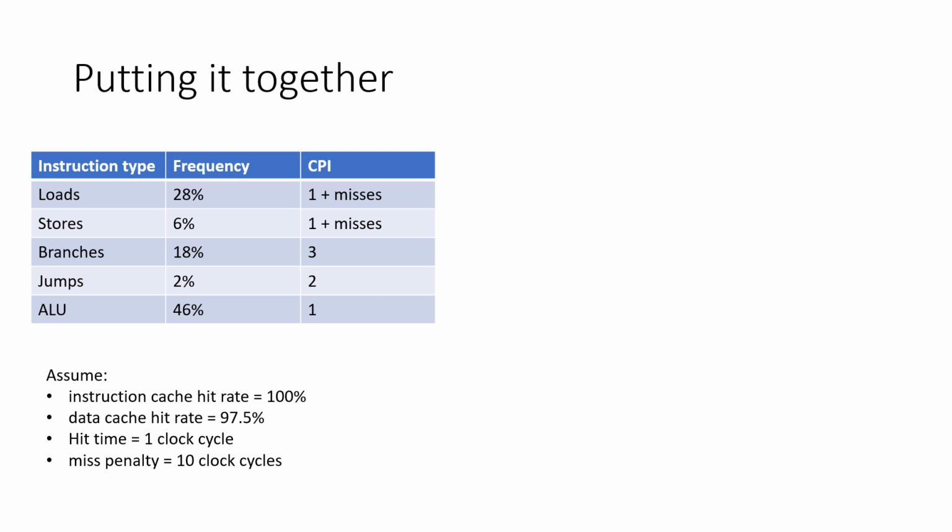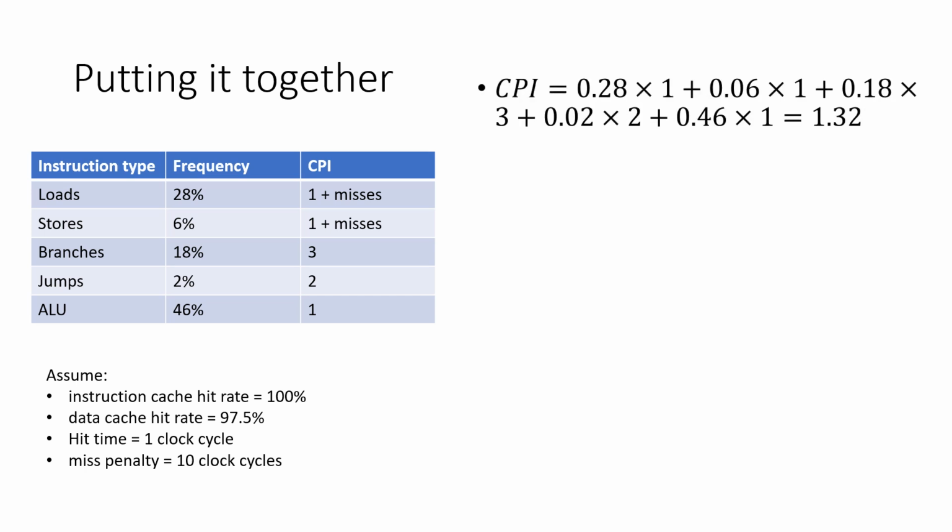Let's look at an example. The table shows the frequency of a number of instruction classes and the CPI of each class. Otherwise, let's assume that the instruction cache hit is 100%, that the hit time is 1 cycle, and that the miss penalty is 10 clock cycles. The task is to calculate the effective CPI. Calculation is done as follows. We take the weighted average of the CPI for each instruction class, where the relative frequency is the weight. This yields a base CPI of 1.32.